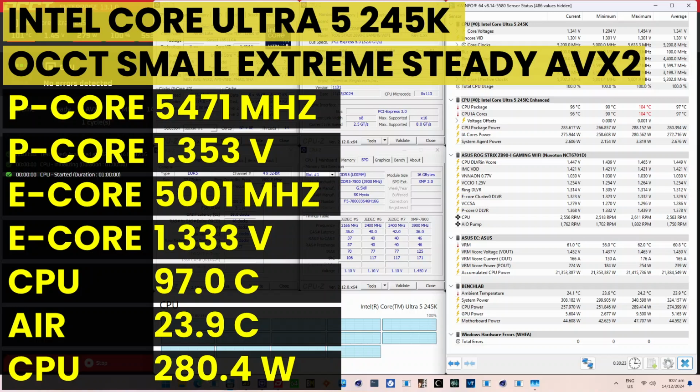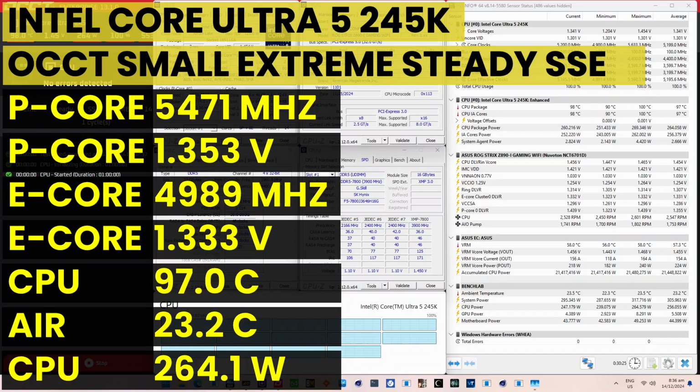When running the OCCT CPU AVX2 stability test, the average CPU P-core effective clock is 5471 MHz with 1.353 volts, and the average CPU E-core effective clock is 5001 MHz with 1.333 volts. The average CPU temperature is 97 degrees Celsius. The average CPU package power is 280.4 watts.